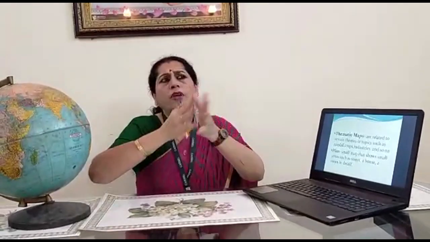Then we have a term named as plan. A plan is again a small map of, maybe you can say, your room, a street nearby your house, or your school. So a smaller version of an area which is showing you the details of that particular small region. It is called a plan.